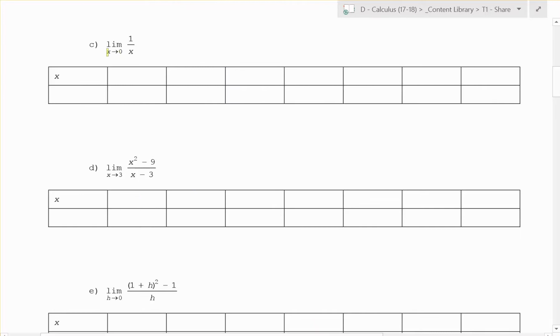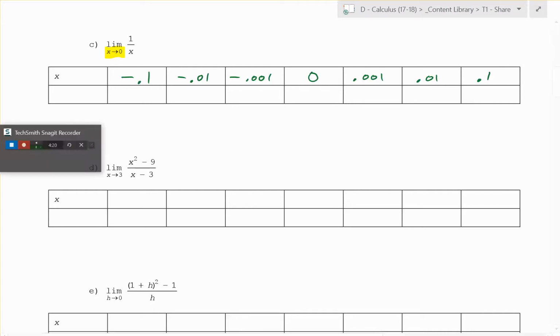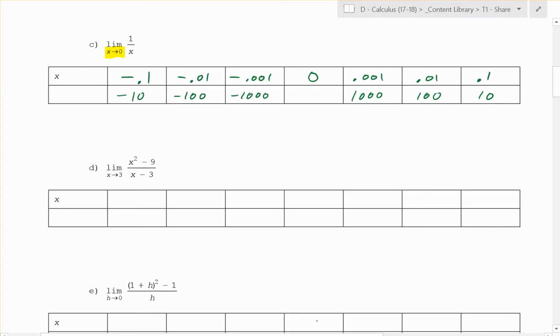So in this case, the c value on this one is x goes to 0. So the c value is 0. If we're looking at what happens as you go to 0, a little bit to the right would be 0.001, 0.01, and a little further would be 0.1. This would be negative 0.001, negative 0.01, and negative 0.1. Those are numbers to the left and to the right of 0. If you use your calculator or just do it out by hand, you'll find that as you approach from the left, the numbers get really negative and big, and if you approach from the right, they get really positive and big.